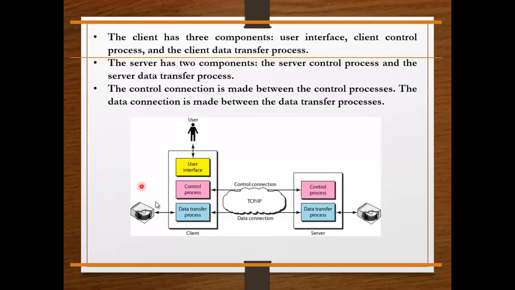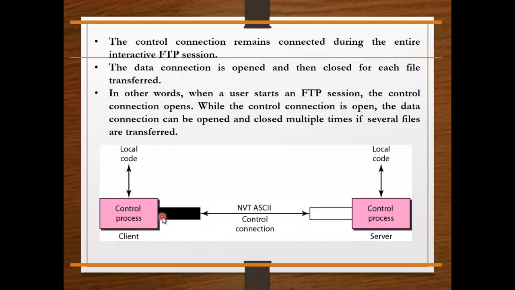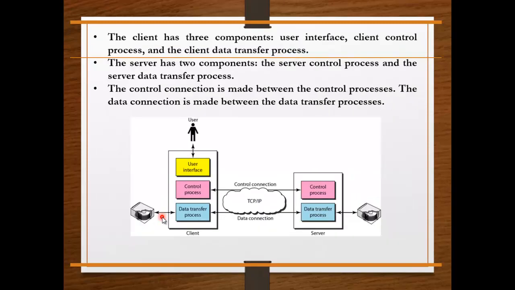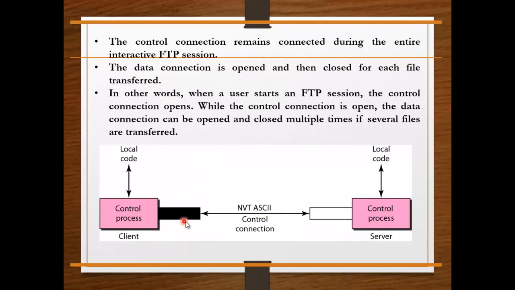So this is the architecture of the FTP communication. The client has three components: user interface, client control process, and client data transfer process, whereas the server has only two processes: control process and data transfer process. So if you are asked to explain the communication process, first you have to explain this picture: what is the control process, what is the connection, what is the well-known port number, all those things. And then communication over the control connection is happening through ASCII encoding.